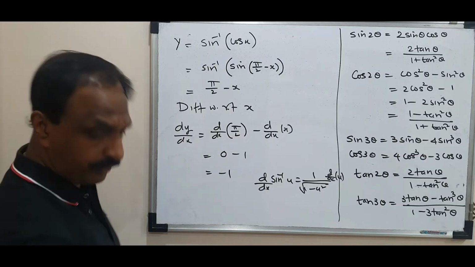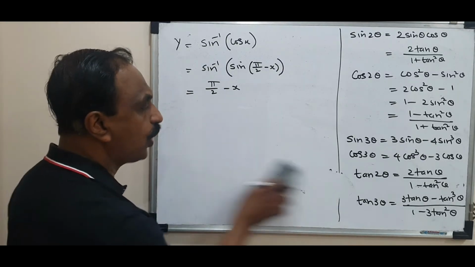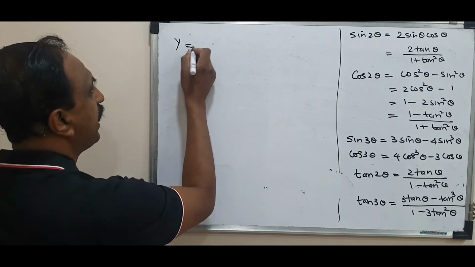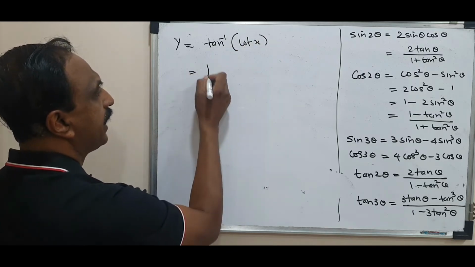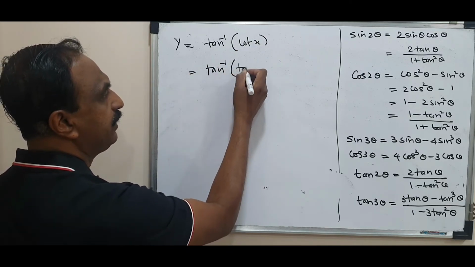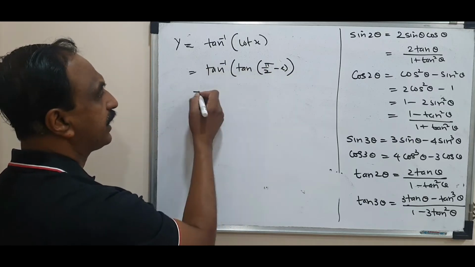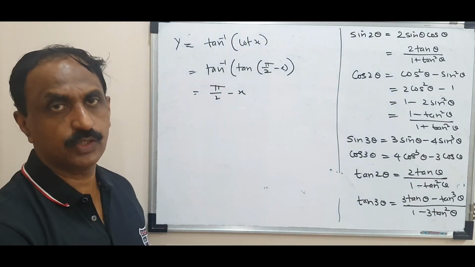Same way, if you have cos inverse cos x, we can apply the same technique. Tan inverse cot also, we can apply the same technique. Let's have a look at this. Suppose I have tan inverse of cot x. I can write the same formula, tan inverse of tan of pi by 2 minus x. And then tan inverse tan will get cancelled, giving pi by 2 minus x. Differentiate it, you will get minus 1 as your answer.